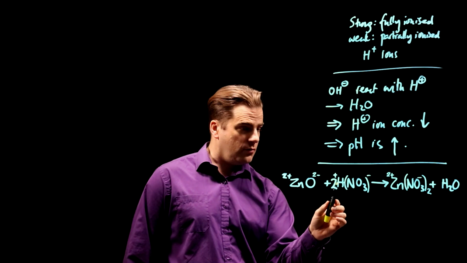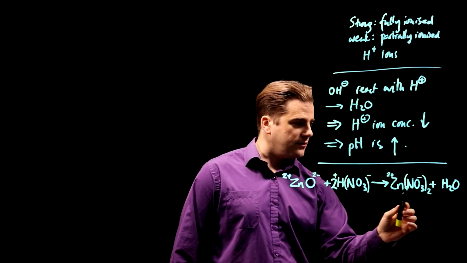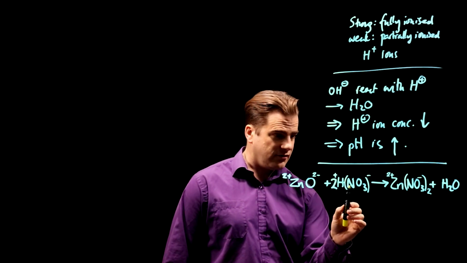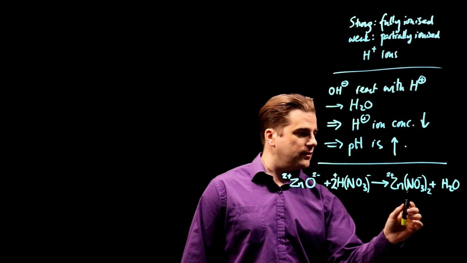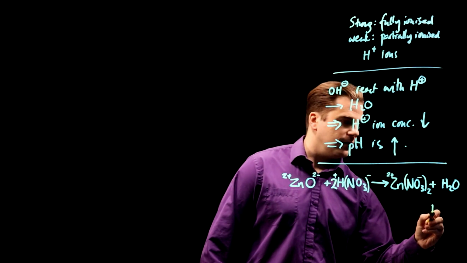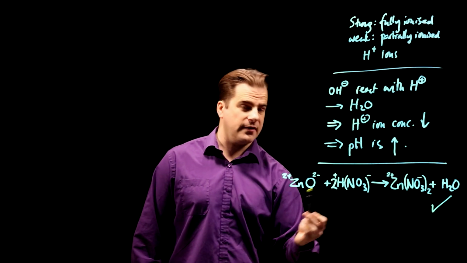Hydrogens: 2 on the left, 2 times H, and none there, 2 on the right. Hydrogens balance. It's just the nitrogens now. 2 nitrogens on the left, 2 nitrogens on the right. That's it, it's balanced. So we just had to add that 2.